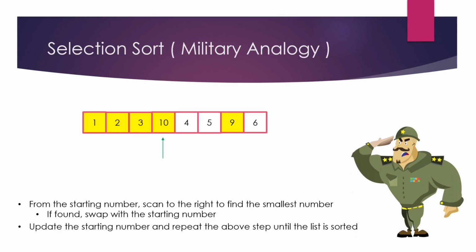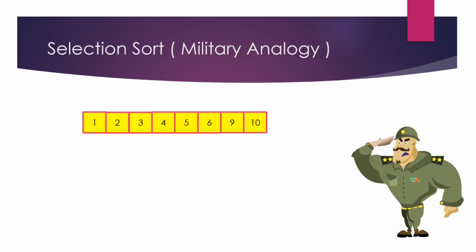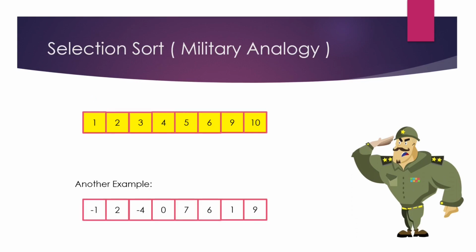Now you move to the fourth slot, and you found the fourth smallest number. It's the guy with number 4. You swap. And you start at the fifth position. You found the fifth smallest. You swap. The 6th position, you found the 6th smallest, you swap, and then you're done. Note that the yellow color here means the numbers that I already scanned. Let's try another example on your own to make sure that you understand selection sort.